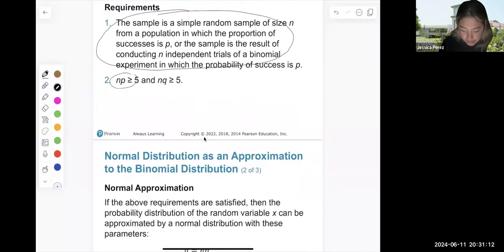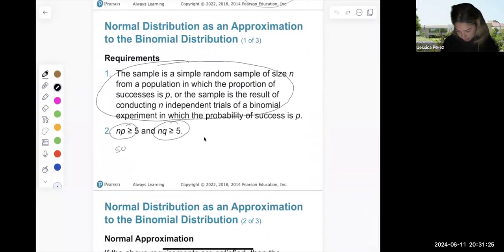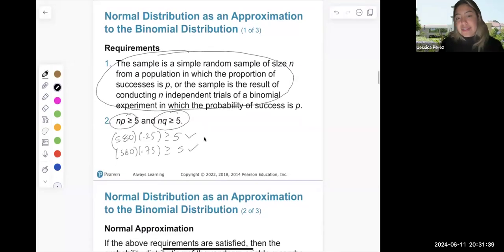So we first need to satisfy the conditions. Is n times P greater than 5? Is n times Q greater than 5? Well, remember, this is 580. So we need to multiply 580 times 0.25. Is that greater than or equal to 5? Yes. Is 580 times 0.75 greater than or equal to 5? Yes. So both of the requirements are satisfied.